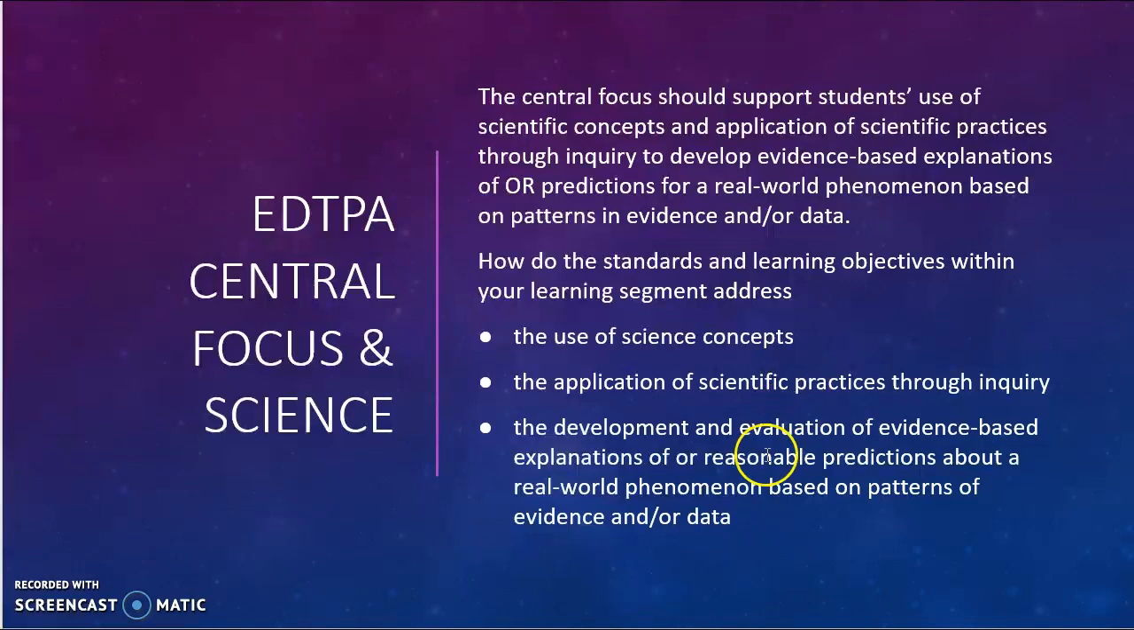And so students are basically going to be coming up with an evidence-based explanation or a reasonable prediction about a real-world phenomenon. They're going to explain it based on patterns of evidence and/or data. They're going to use the science concepts as well as the scientific practices. And this is basically asking them to come up with an explanation.